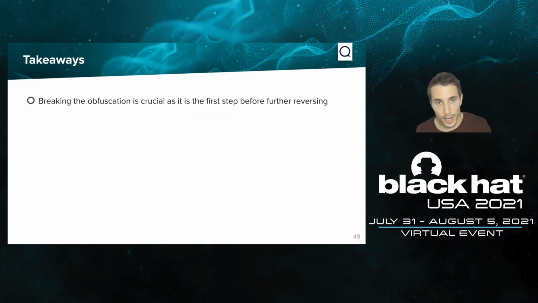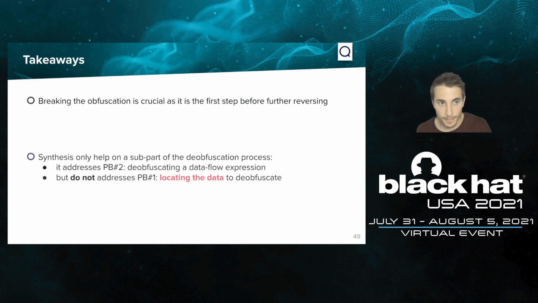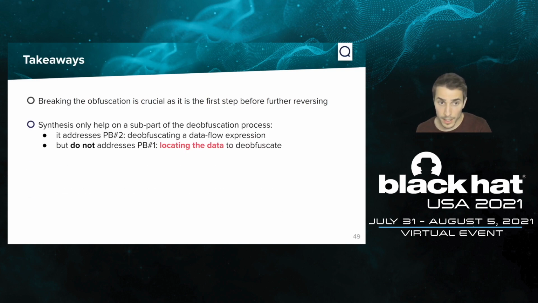As takeaways, breaking obfuscation is still crucial; it's still the first step that you have to do before doing further reversing. Synthesis only addresses a sub-part of the deobfuscation process, meaning that it's able to simplify expressions once you've located them in the program. So you first have to solve the first issue, which is finding what you want to deobfuscate within the program, and that's always the most difficult part.